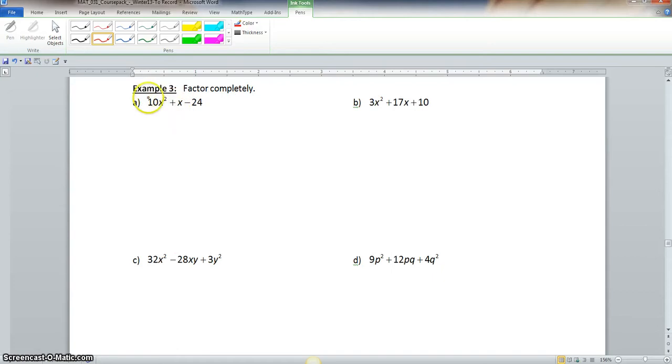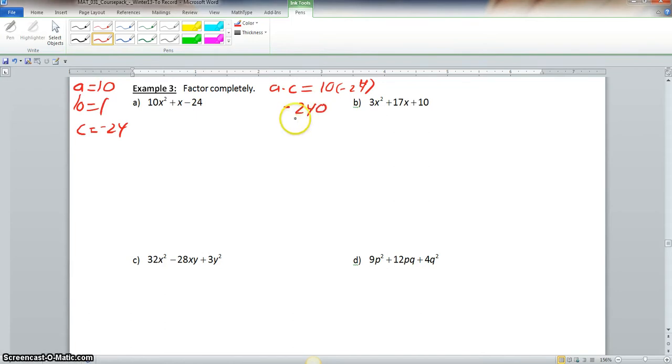Now we look here at example 3a. We have 10x squared plus x minus 24. It's in the proper order, and they do not have anything that's common to all three. So we list our A, B, and C. A is 10, B is 1, and C is negative 24. Now we multiply our A and C, which gives us 10 times negative 24, which will give us a negative 240.